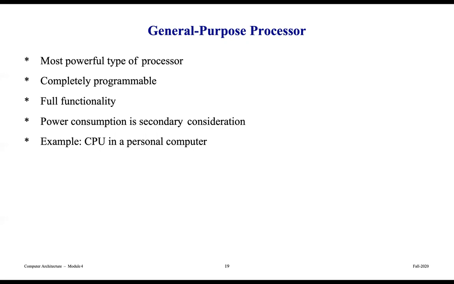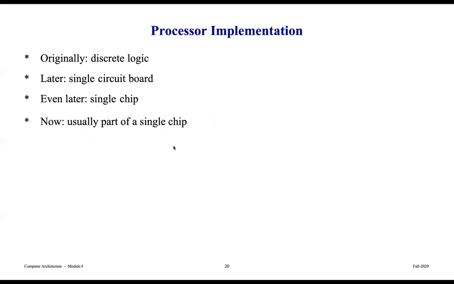General purpose computer, this is something that you would have in your laptop or desktop. So it's a more powerful type of processor. It's completely programmable. It has all the functionality that you would need for a variety of tasks. And power consumption is a secondary factor. So having it plugged into the wall or having a little bit larger battery is typically what you would see. A CPU in a personal computer, as I said, is a good example of that.